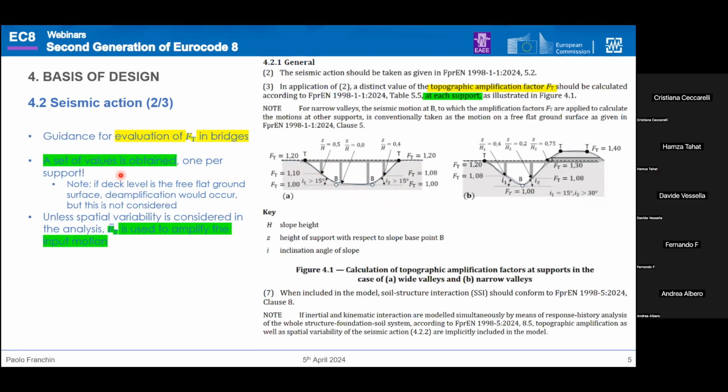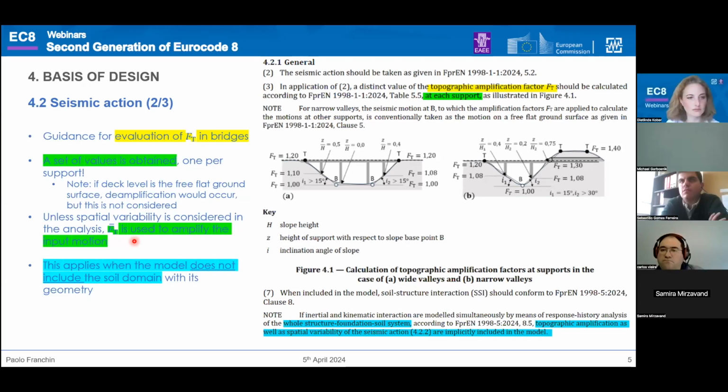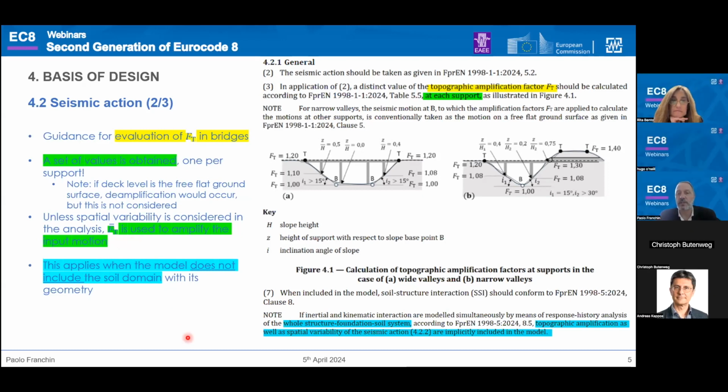What you do in the case where spatial variability is not considered for other sources, cases that will be explained in the next webinar, then you will have to average the topographic amplification factors and use an average value to amplify the uniform excitation applied to the bridge. Of course, this is all for the 99% of cases where you do, let's say, a regular fixed-base model or a simple model with SSI where you do not include the entire soil domain and topography, because in that case, soil structure interaction and topographic amplification are obviously not dealt with by these factors, but are part of the analysis itself.